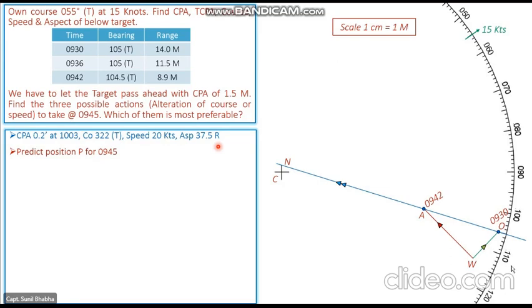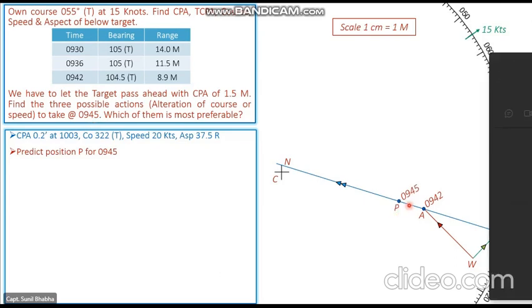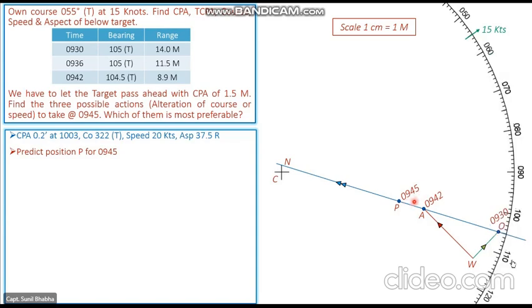Now proceeding ahead. Since the action is to be taken, go ahead, Peter. So you can see upper point coming up on the screen, and we have mentioned the time 0945 along with it. So at 0945 the target is expected to be at point Papa.